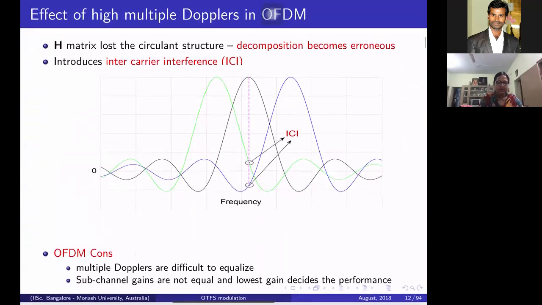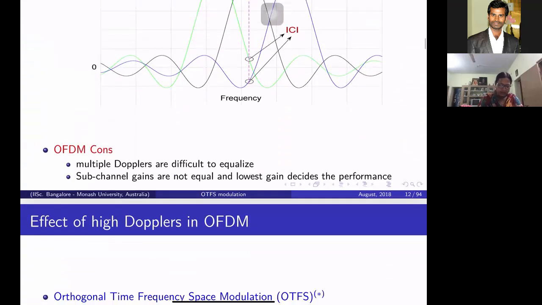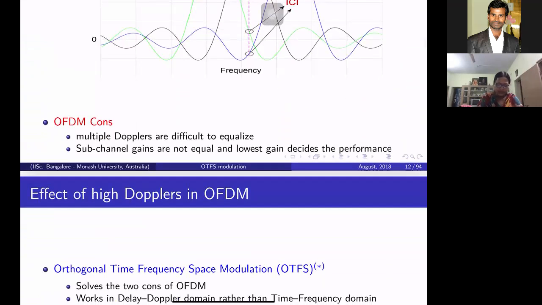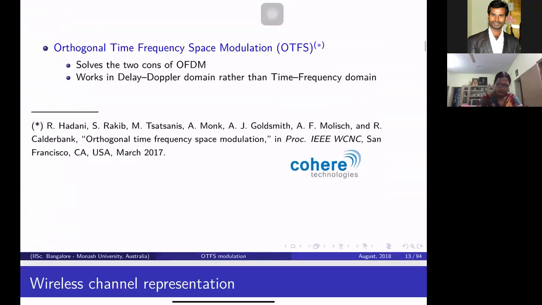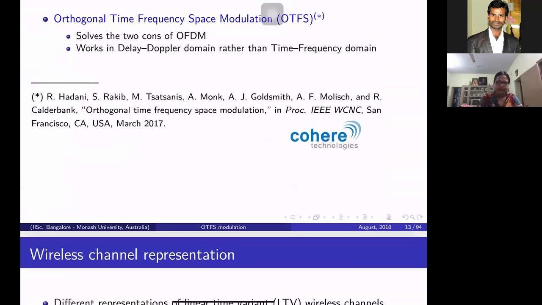There is an effect of high multiple Dopplers in OFDM because each carrier has a different carrier frequency. There is intersymbol interference, right? And multiple Dopplers will affect it, so it is difficult to equalize as well. The channel gains are not equal and the lowest gain decides. So we cannot combat high Dopplers in OFDM.